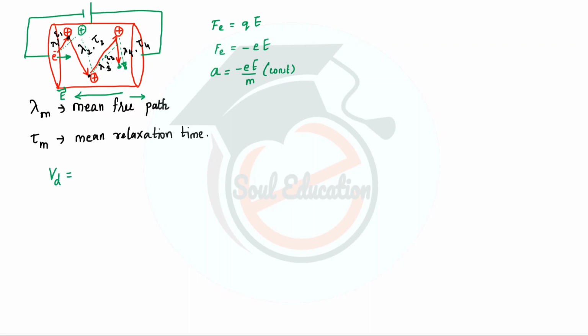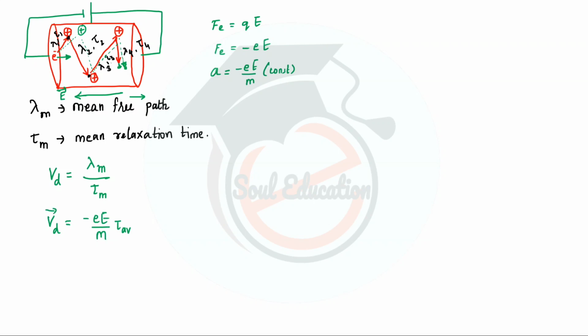ஓகே, அந்த ஸ்பீட் தான் நம்ம drift velocity ன்னு சொல்லுவோம். Vd is equal to, that is speed which is equal to lambda m by tau m. That is the average free path divided by mean relaxation time. This formula is there, and one more formula by the equations of motion we can write a into t. So that is my minus e by m into tau. That is my tau average. Okay, average or mean, everything is right.